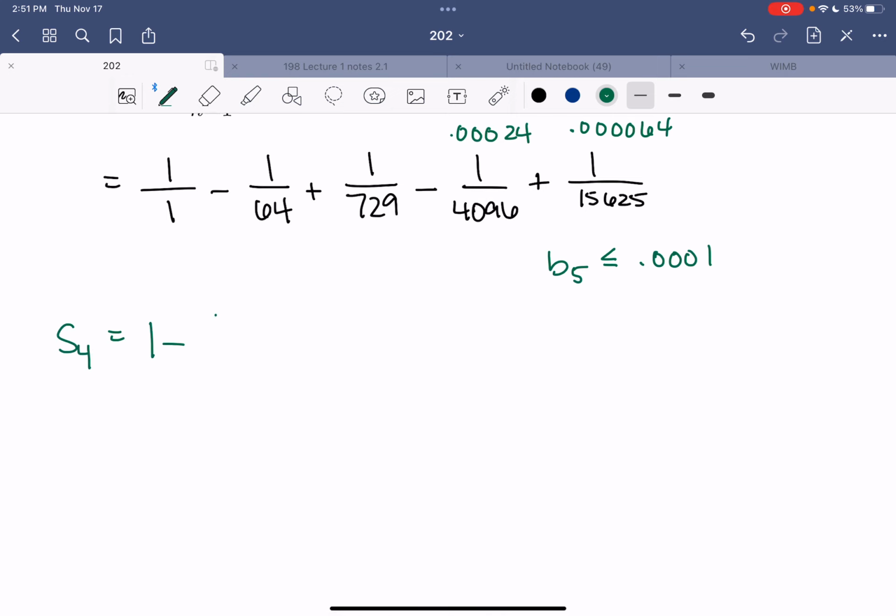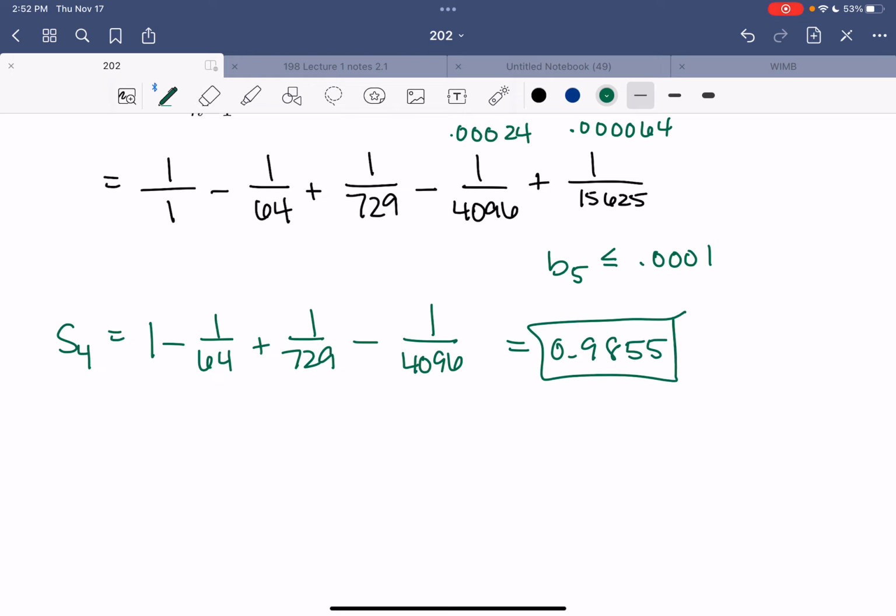So 1 minus 1 over 64 plus 1 over 729 minus 1 over 4096. So if we find that, that's 1 minus... and we end up with 0.9855 as our estimate.